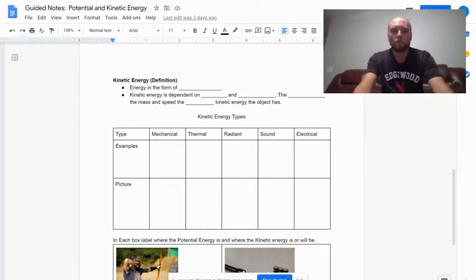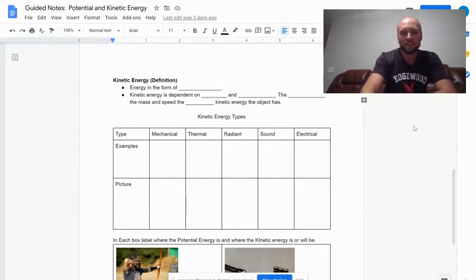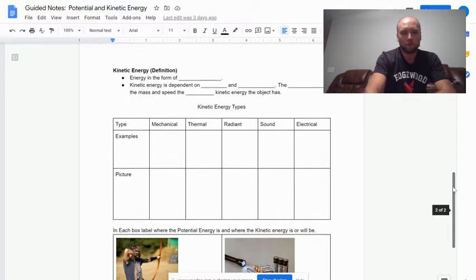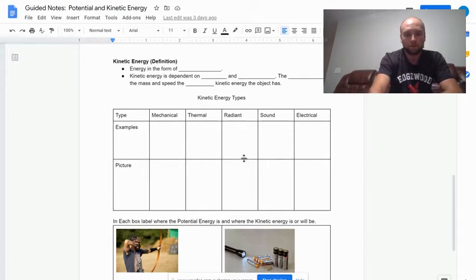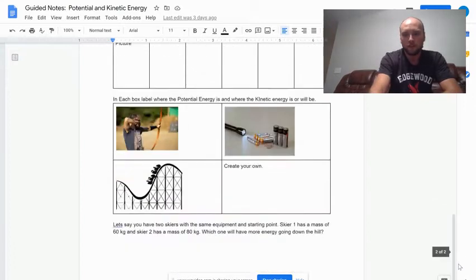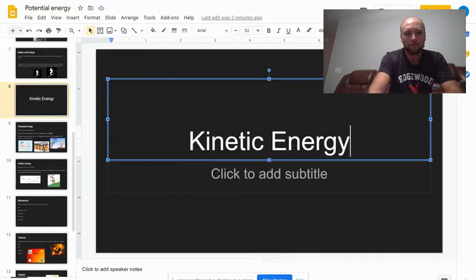Hello, students. This is your second set of notes that you need to take for your digital days. We are going to talk about this thing called kinetic energy. As you go to your notes, you should have your second note page that we glued in. It should say kinetic energy definition at the very top. We're going to go through what kinetic energy is, then these five types, examples of them, pictures. And then you are going to wrap up by doing just a little bit of a review thing here at the end. And then we're going to revisit our skier question from the potential energy question.